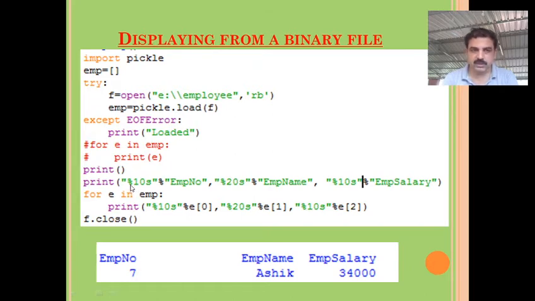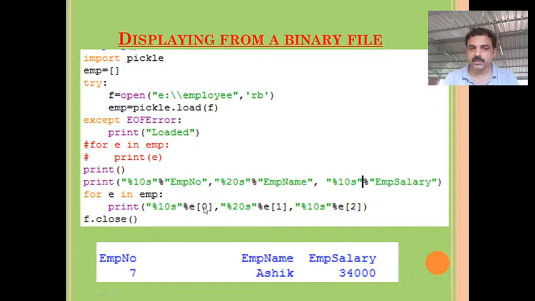Just see how it is written, percentage 10, that means it will allocate 10 bytes for employee number, whatever is specified here. Similarly 20 bytes for employee name, 10 bytes for salary. So while displaying also you can write like this: for e in emp print percentage 10 s, it means you are referring 10 spaces for employee number.